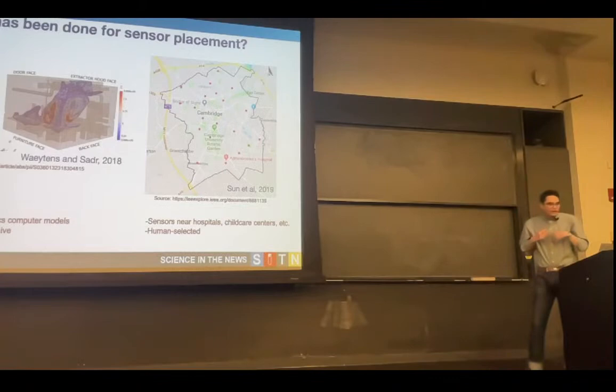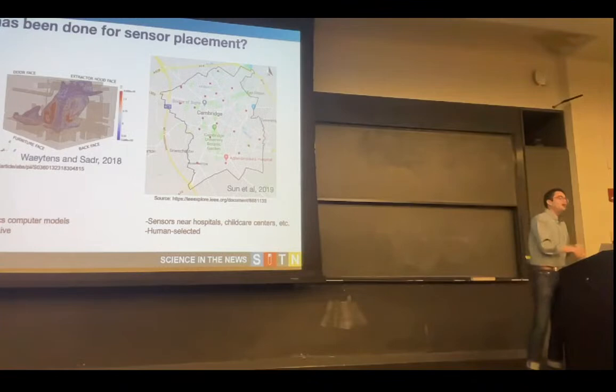And so I asked the question, what really has been done for sensor placement? I motivated this with different aspects of new and old drivers of air pollution, and what kind of algorithmic, data-driven way can we create a new sensor network?